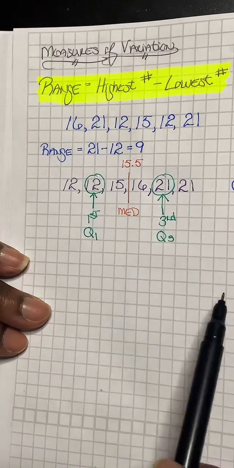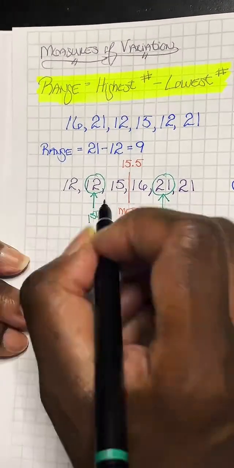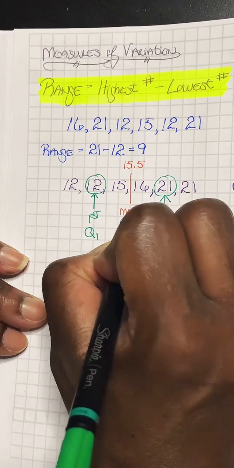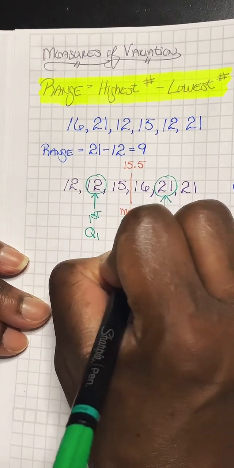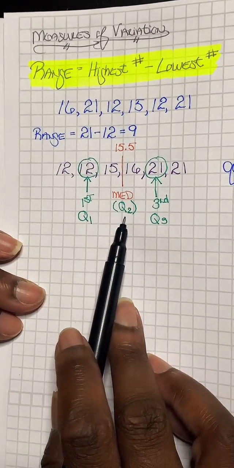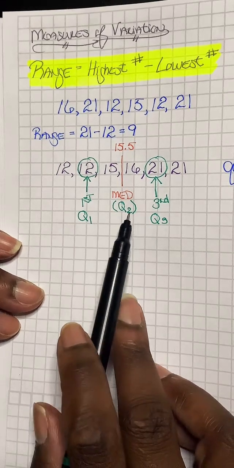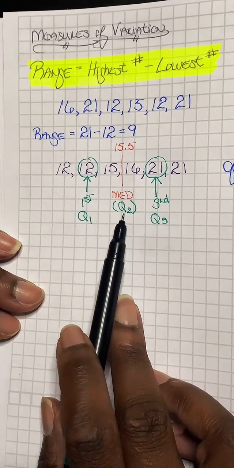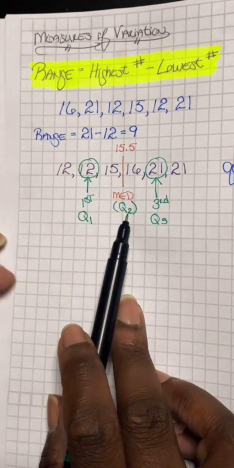Now, in some books, the median that we originally had, sometimes, and I'm going to put it in parentheses, they call it Q2. I just want you to familiarize yourself with that because sometimes it pops up, sometimes it doesn't. But your median is the second quartile.